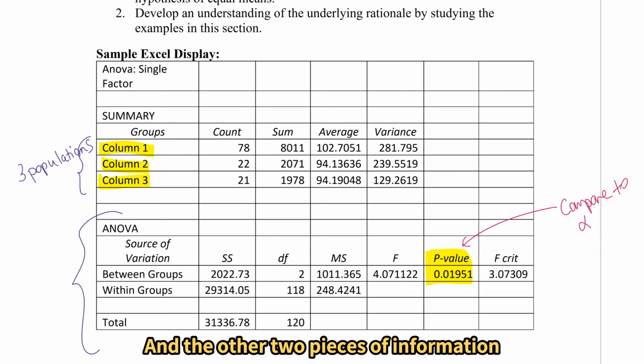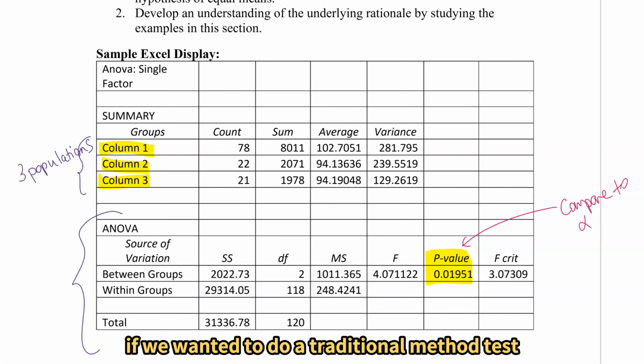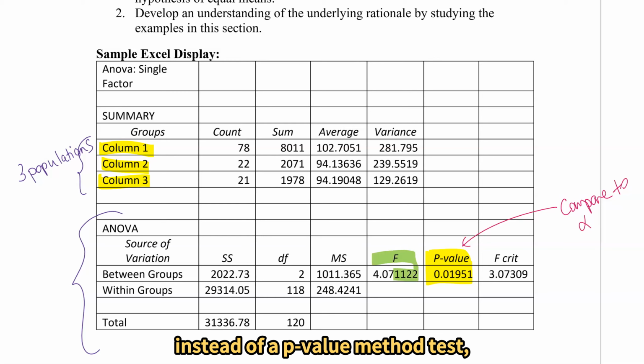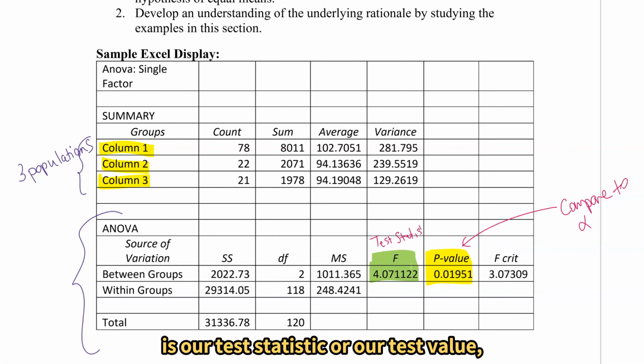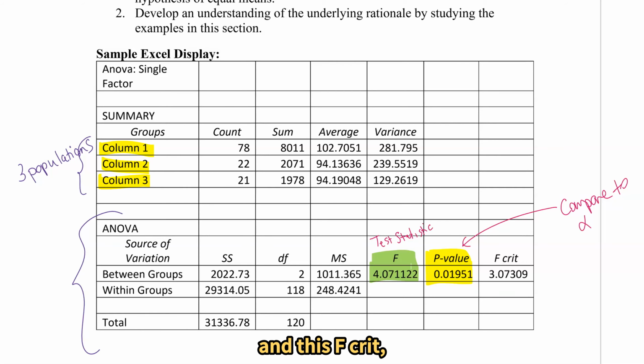And then the other 2 pieces of information that we could use if we wanted to do a traditional method test instead of a p-value method test. This F here is our test statistic, or our test value. And this F crit, this is our critical value.